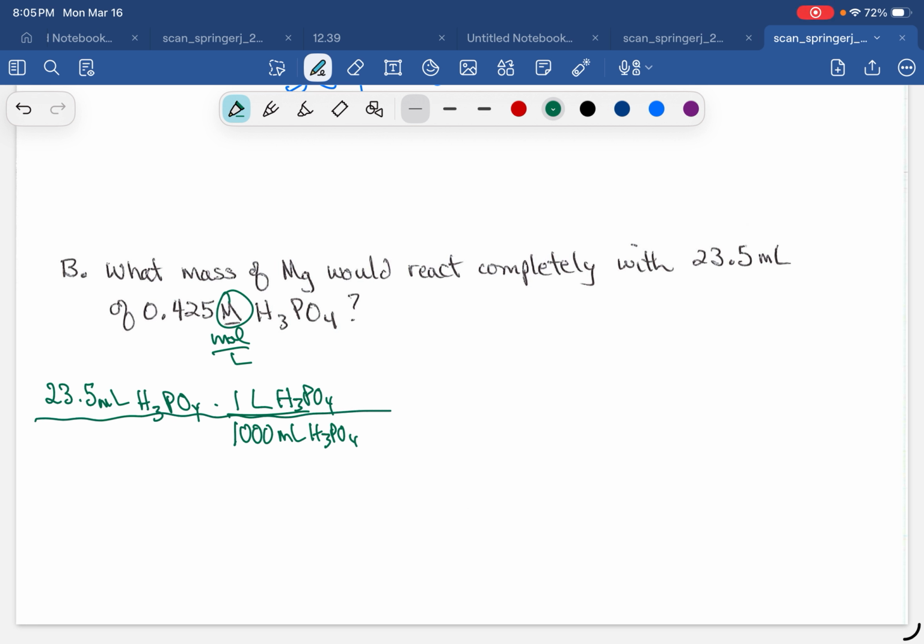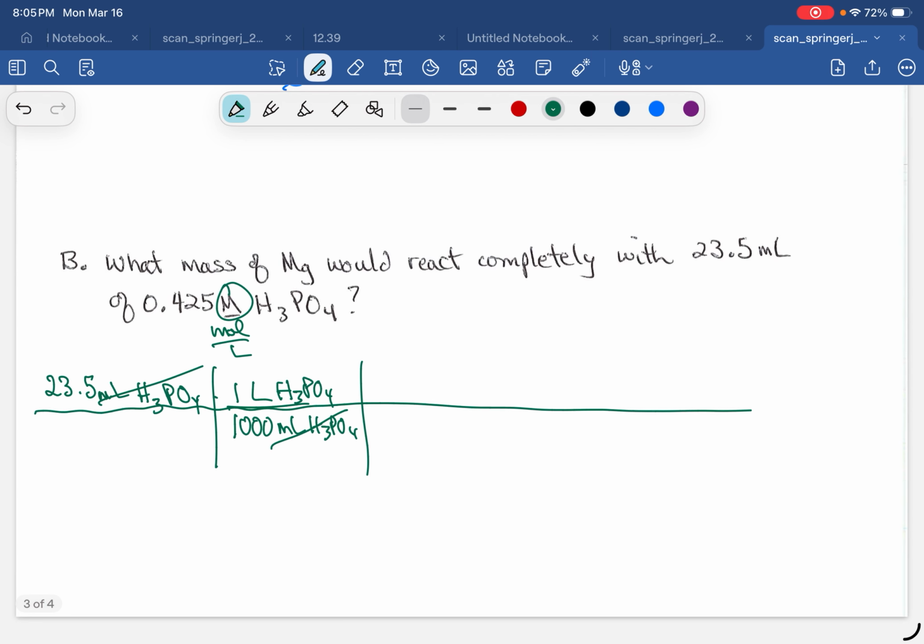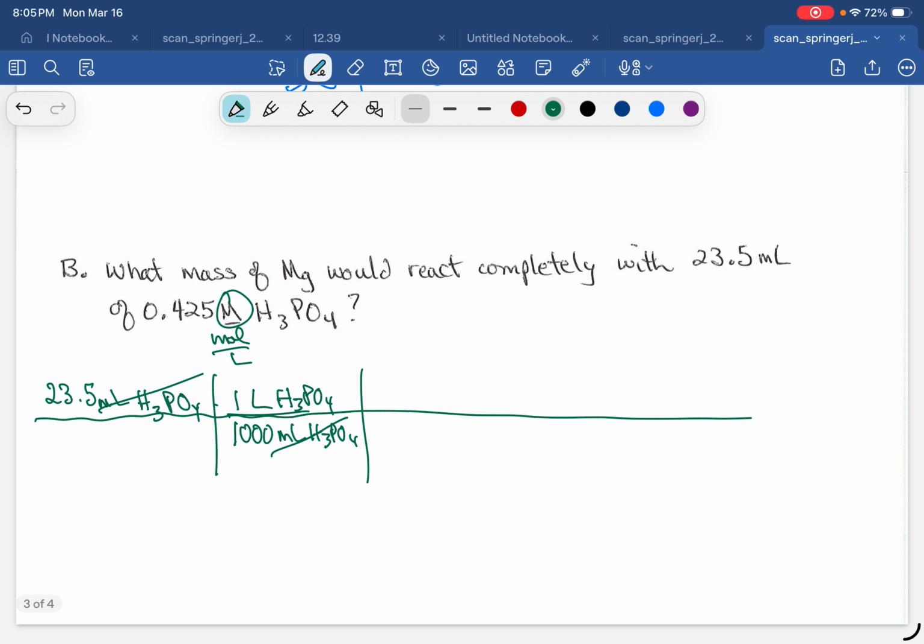Here, let's do this again. Now, we're not ready for that find over given step yet because we're still in liters and need to be in moles, right? Because it's convert to moles. So I'm going to use the 0.425 moles per liter, 0.425 moles H3PO4 per 1 liter. Now my liters of H3PO4 cancel. Now we're at moles of H3PO4. Now we do the find over given.